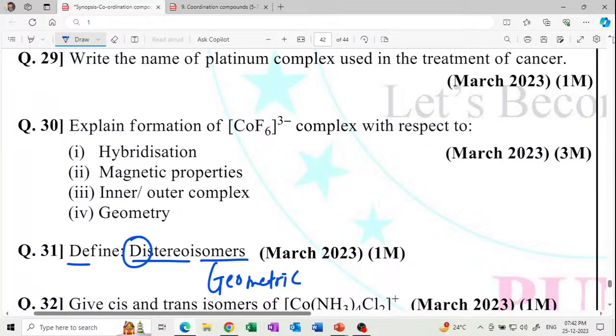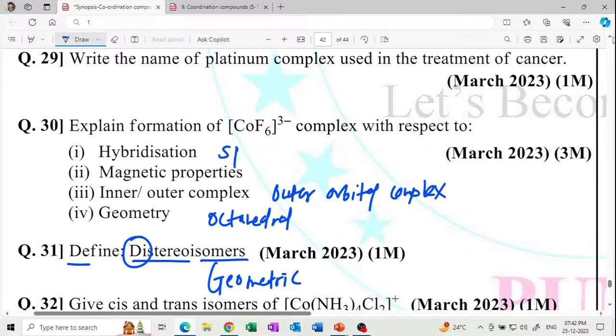Explain the formation of the CoF6 3- complex with respect to hybridization, magnetic properties, inner or outer orbital complex and geometry. The geometry is octahedral. Then, inner or outer orbital complex: this is an outer orbital complex because fluorine is a weak field ligand. The hybridization is sp3d2. Magnetic property we have to discuss here.